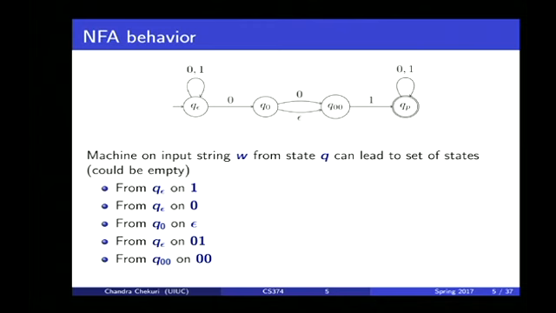So the difference between a DFA and an NFA is that on a state and a string, we can go to multiple states, not one state, right? Okay, so I hope we got the intuition of what it means to go to a state.